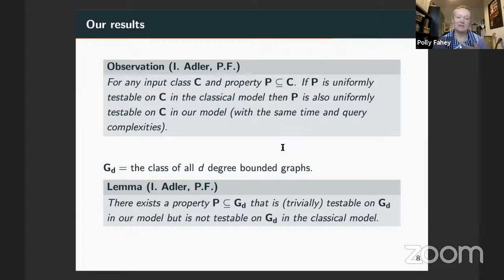When I say that it's stronger, it's just that it allows more testable properties. We don't really know how many properties there are which are testable in our model that are not testable in the classical model. The example of the property that we give is not a very interesting property, but I wouldn't say that you have to do more work.